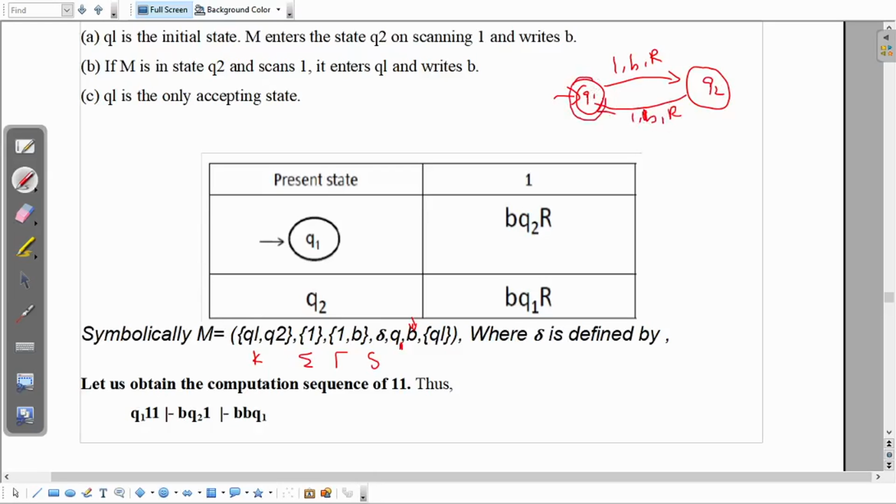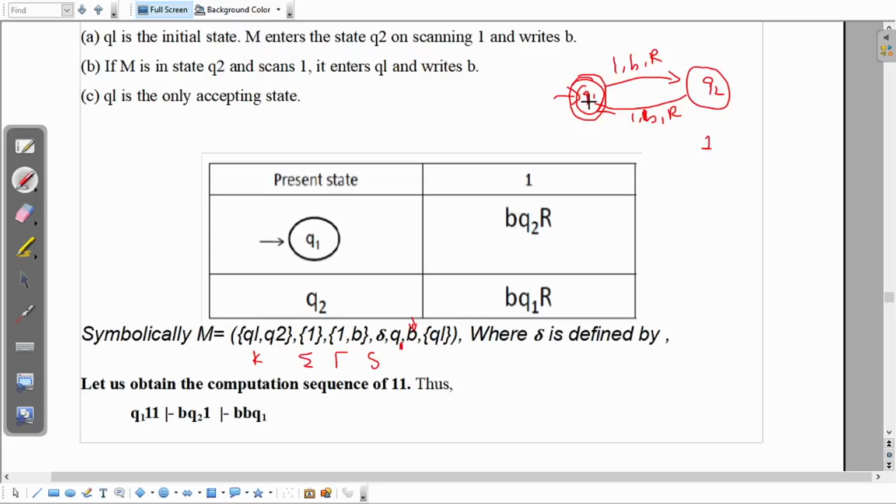So when you reach Q1, it means that the string has been accepted. Now here the transition table delta is written like this. The states are Q1 and Q2, and Q1 is represented as both the start state and the final state. The alphabet has only one character, which is 1.